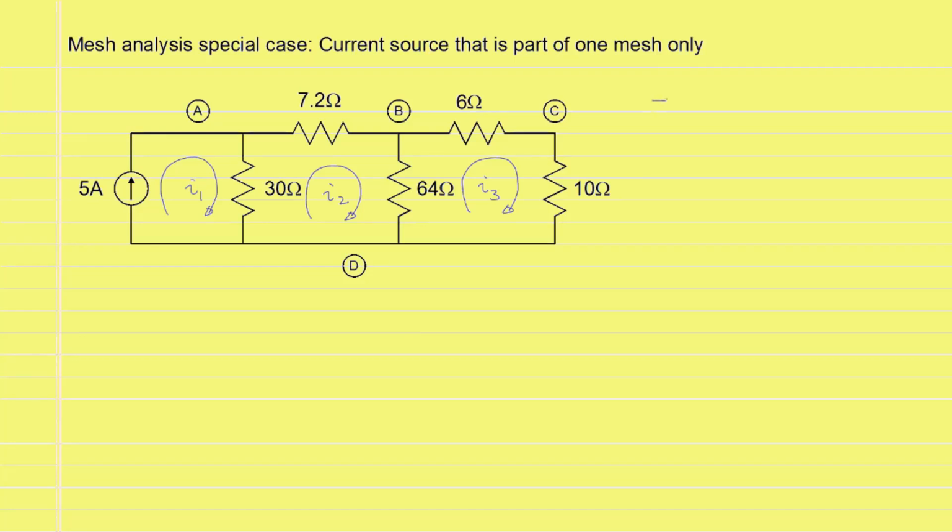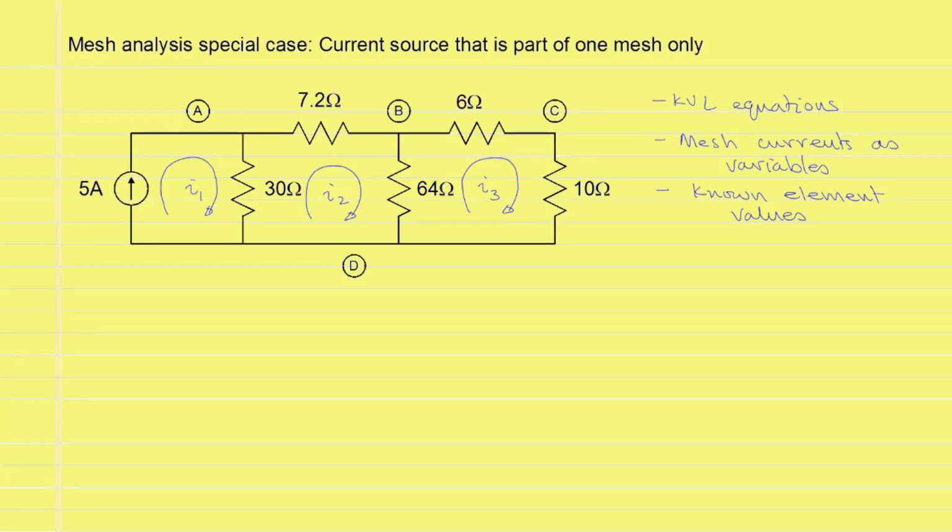Recall that in mesh analysis we have to use KVL equations using the mesh currents as the variables and known element values. The 5 ampere current source requires special processing because we cannot write the voltage across the source in terms of the mesh currents and known element values. Also note that the mesh current I1 is in the same direction as the current source, and we can write down that I1 is equal to 5 amperes.